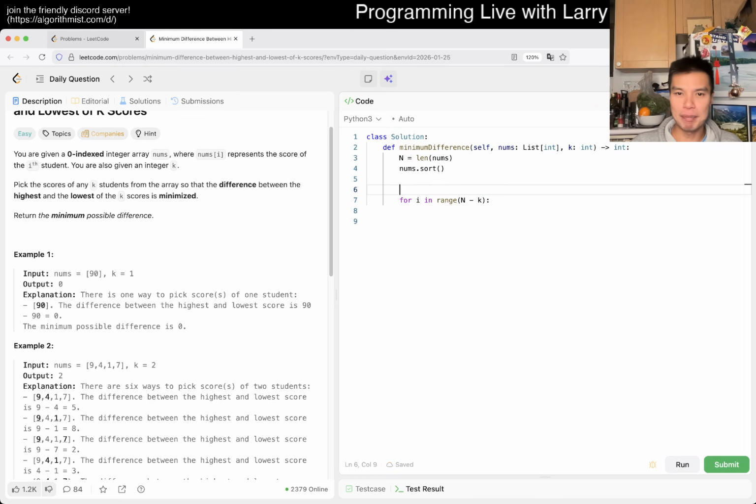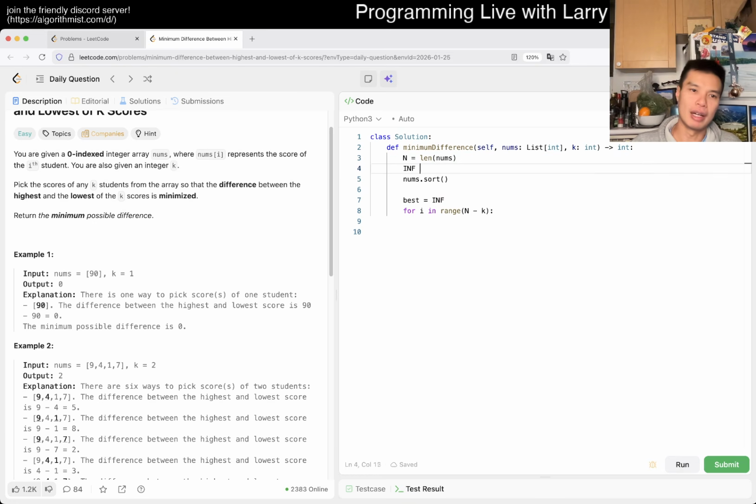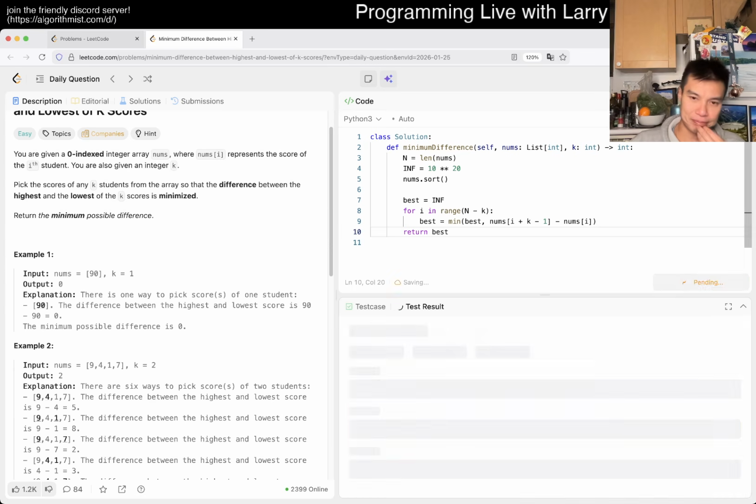But again, best is going to be infinity, because we're trying to find the minimal, right? So then now we can just write best equals min. I mean, this is an easy problem after all, though we are solving it in a slightly not easy way, right? And because we sorted, we know that i plus k minus 1 is going to be the bigger number. So then we can just do this, and then we are basically good, right?